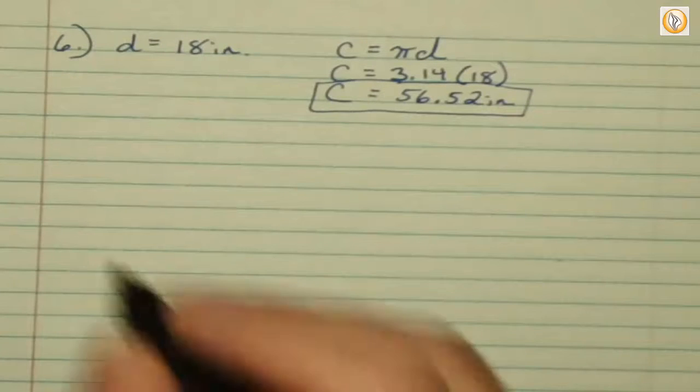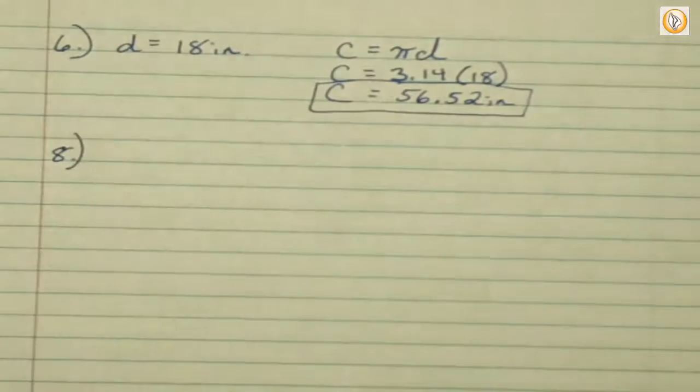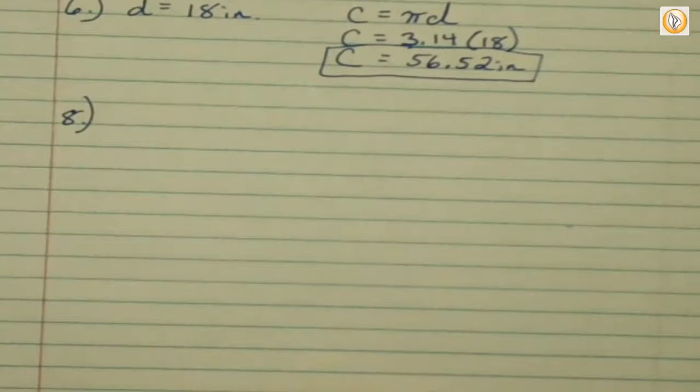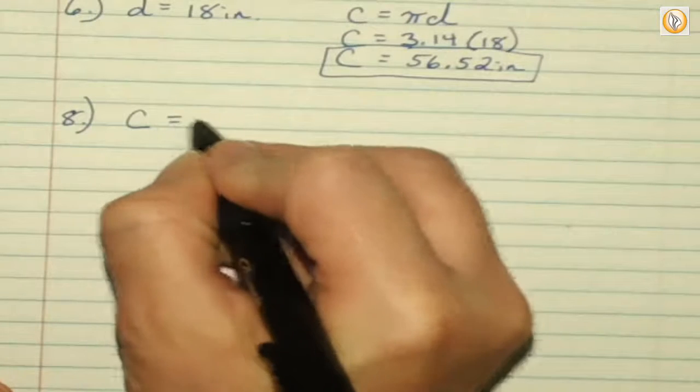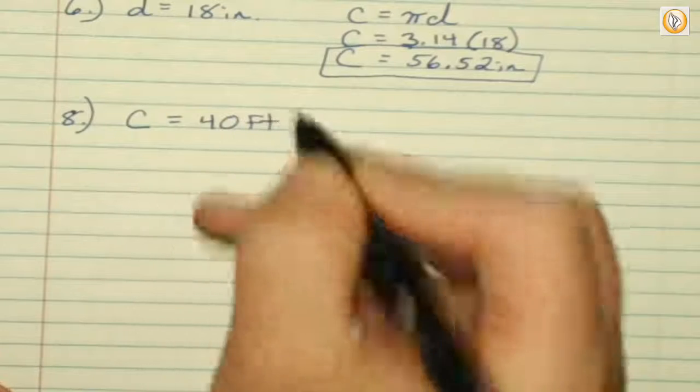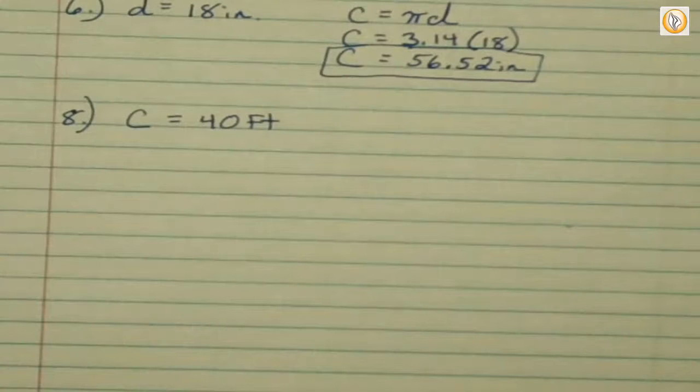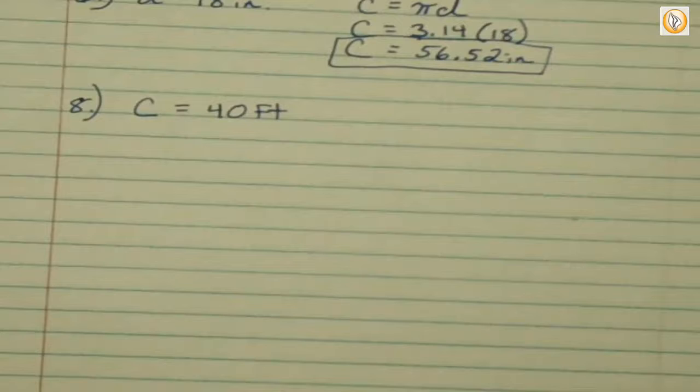All right. Number 8. It says find the diameter and radius of circles with the given circumference. Round answers to the nearest tenth. So this is weird. We're going the opposite direction. They gave us circumference, but we've got to find the diameter and the radius. So the circumference is 40 feet.